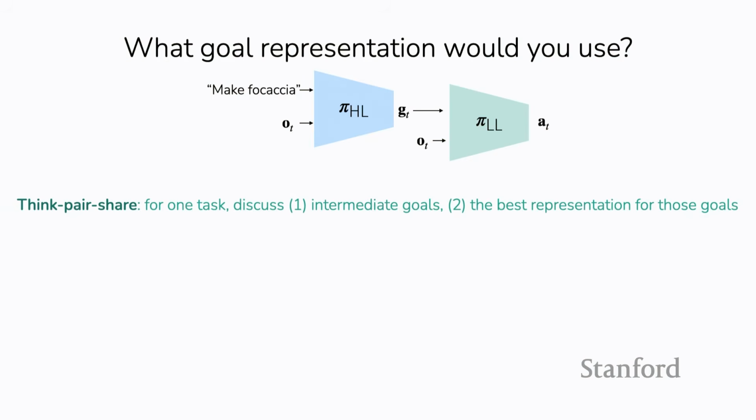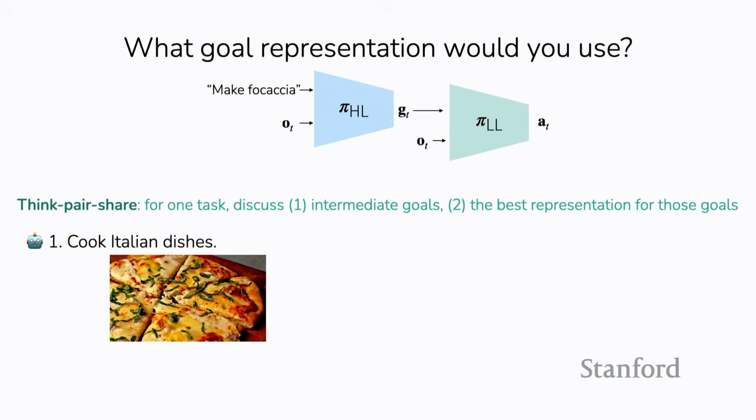And so I'll give you a few different example problems, and then the goal for you is just to think through, for that particular problem, what would be sensible intermediate steps for the agent, and how would you actually represent those different intermediate steps? So the first task is a robot that wants to learn how to cook Italian dishes like focaccia.